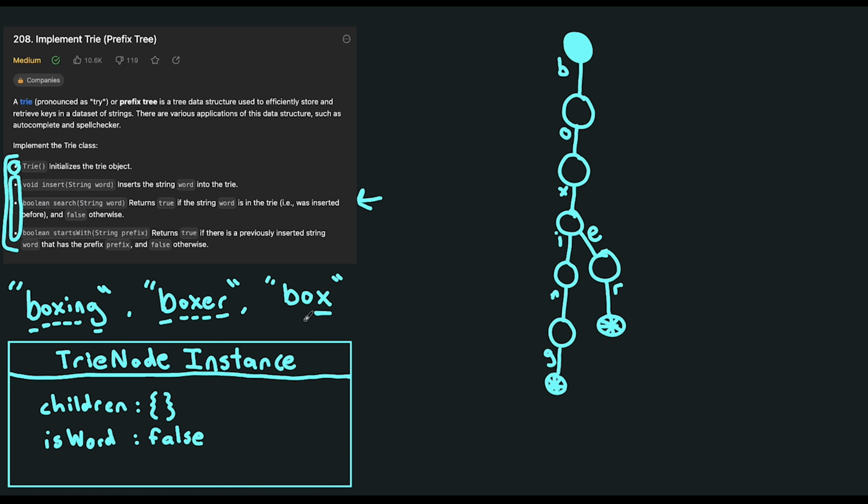Now we'll add the word box. So we'll insert the word box. Let's go ahead and do that. Do you have B? Yes. Do you have O? Yes. Do you have X? Yes. And so we get down here, and we set the isWord equal to true. And so now if we were to do the search on box, we would find out that it does exist, because when we finally got to this node, the isWord property is set to true, and therefore it would return true.